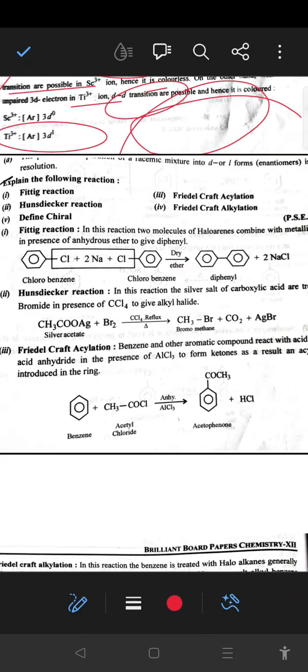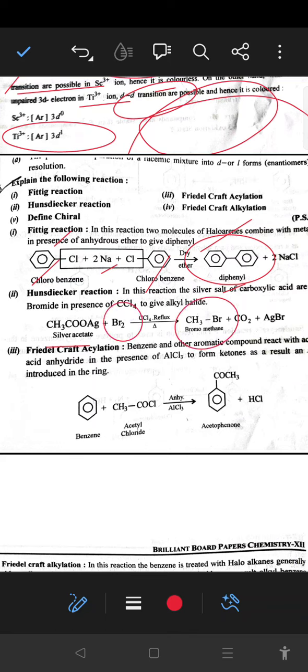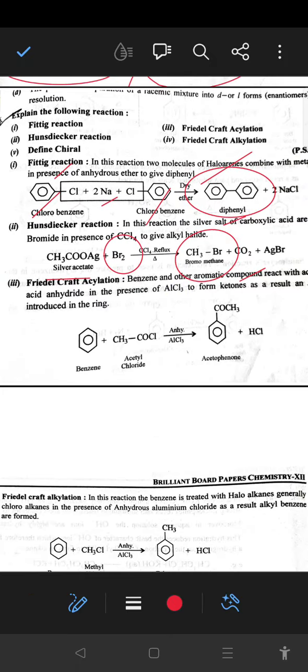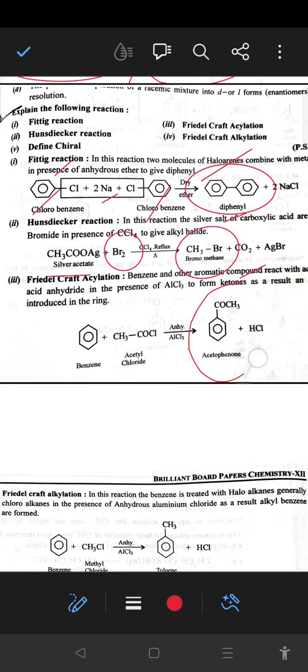Next question, write the following equations. In case of Fittig reaction, chlorobenzene 2 molecules react with sodium to form diphenyl. In case of Hunsdiecker, silver acetate reacts with bromine to form bromomethane, alkyl halide formation is occurring. And Friedel-Crafts acylation, that is acetyl chloride reacts with benzene to form acetophenone.